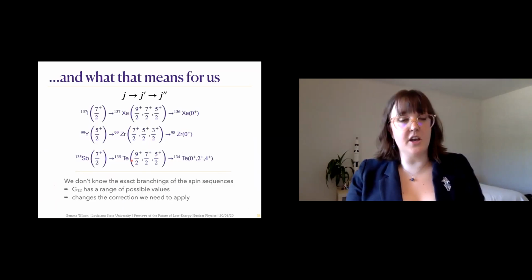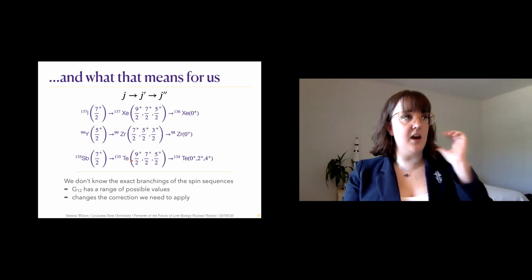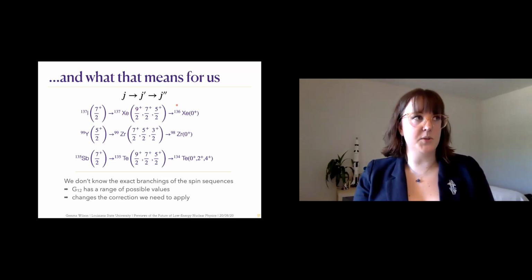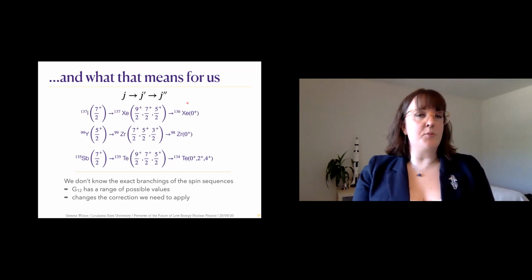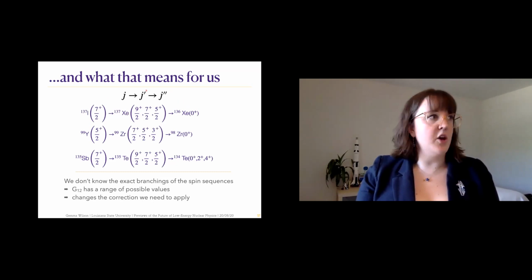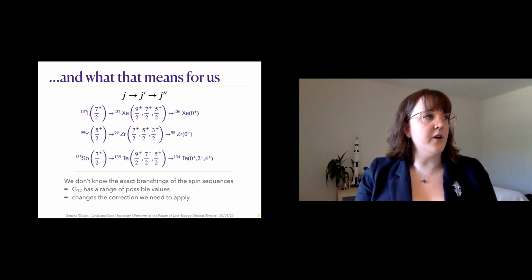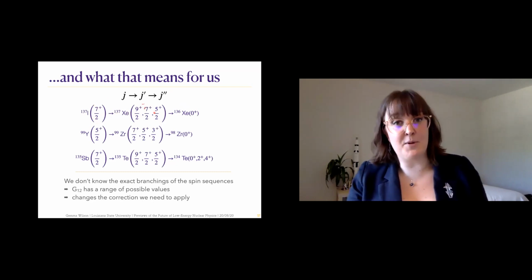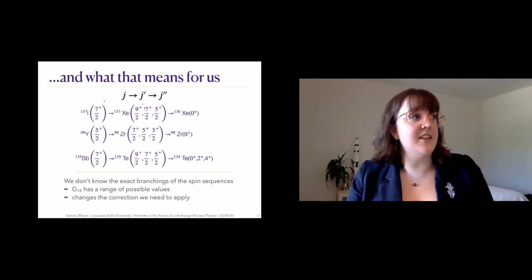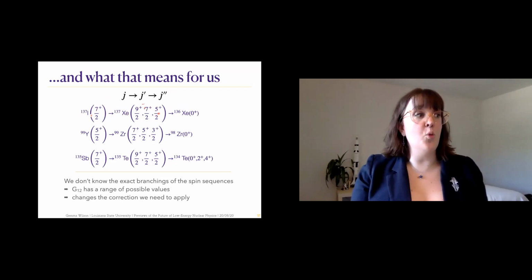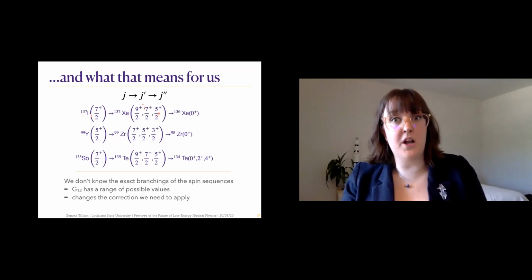What does that mean for us? We're looking at three different precursors, and here are, again for an allowed Gamow-Teller decay, the spins that are possible. So we go from the precursor to the emitter to the daughter. But the problem is that we don't know the exact branchings of the spin sequences. We know that in the emitter, for a 7½ plus ground state, it's going to be 9½ plus, 7½ plus, or 5½ plus because it's Gamow-Teller. But I can't say that the branch from the 7½ plus to the 5½ plus is 90%. So we then have a range of corrections that we have to apply.